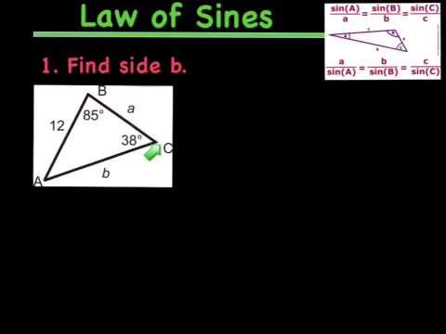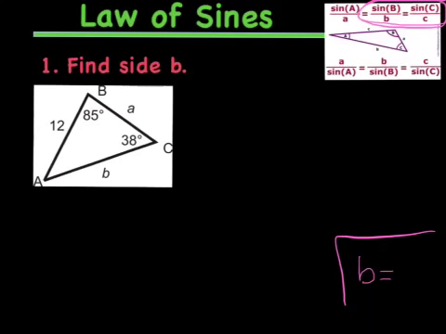So what you want to do is notice that you have angle C and we have side C. We have angle B, but we don't have side B because that's what we're looking for. So we're going to want to choose two of these to set up a proportion. Because we have angle C and side C, we're going to use this one. And because we have angle B and we're looking for side B, we're going to use this one. So we're going to use this proportion to solve our problem. So let's go ahead and give that a try. We're going to use this part to find side B.